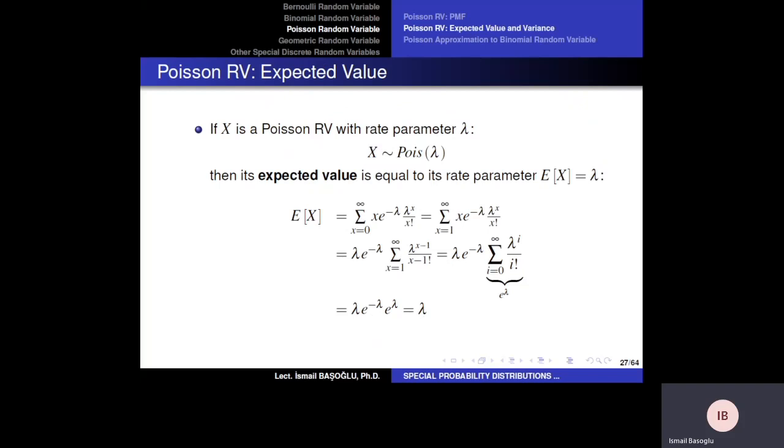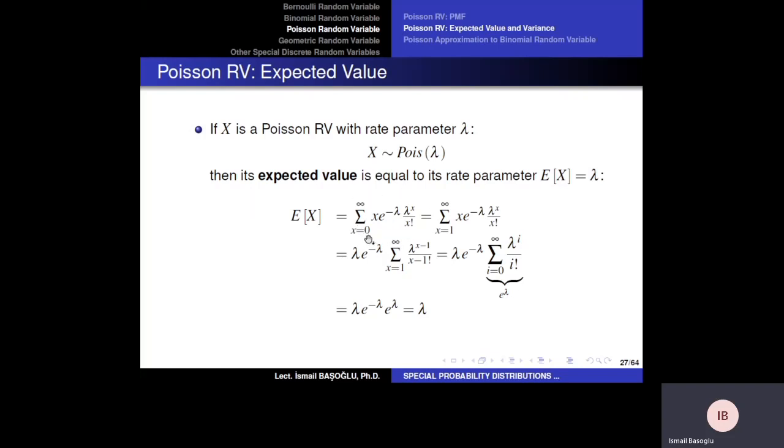Now, let us calculate the expected value, the theoretical formulation. If you are given a Poisson random variable with rate parameter lambda, where lambda can be any positive value, how do we compute the expected value of this Poisson random variable? Remember, for discrete random variables, we calculate the expected value by multiplying the potential values that it can get with the respective probability masses. So X is multiplied with the probability mass function of the Poisson random variable, and these values should be summed up.